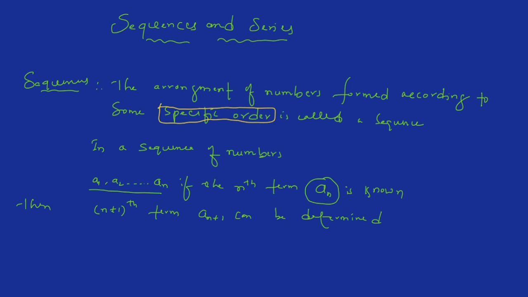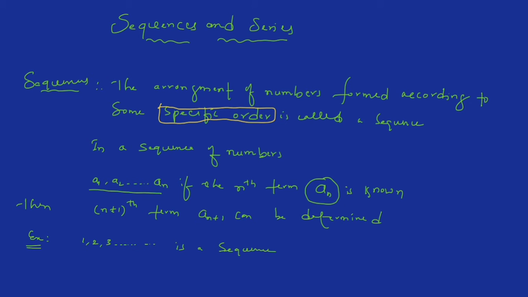So for example, let's see the sequence examples. For example, 1, 2, 3, and so on is a sequence. It's the set of natural numbers. There is a specific order here. We are just adding 1 to the previous term. So 1 plus 1 is 2, 2 plus 1 is 3, 3 plus 1 is 4, and so on. So it's a sequence.